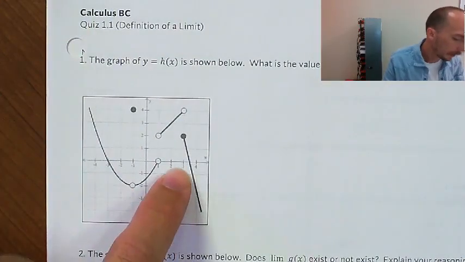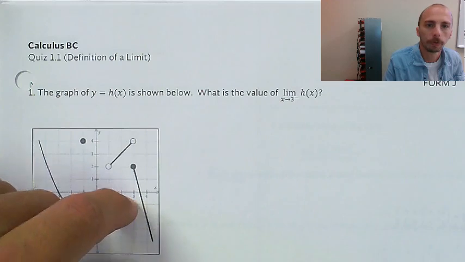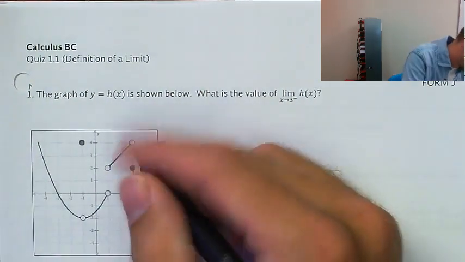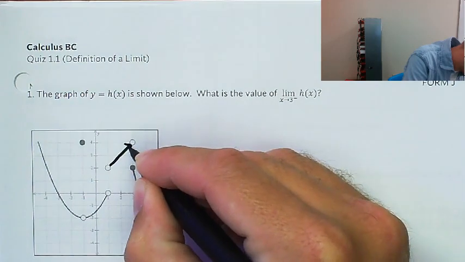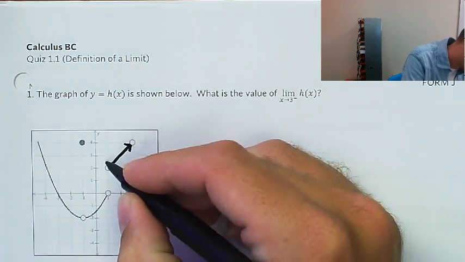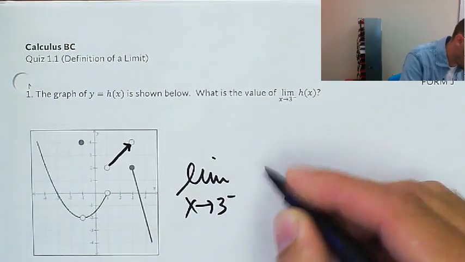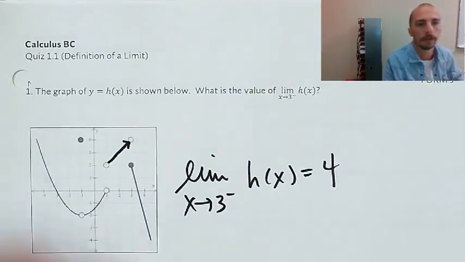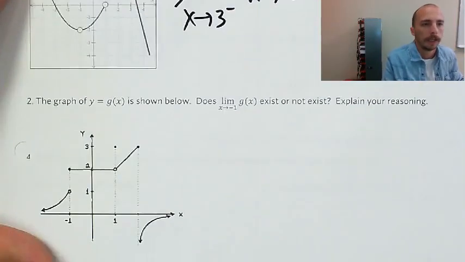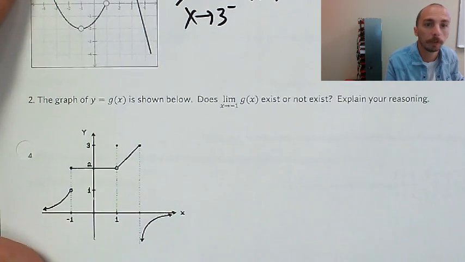Here we're looking at the limit of h of x as x approaches 3 from the negative side. So x is approaching 3 along the graph of h from below, and y is getting closer to 4. So I'll say that the limit as x approaches 3 from the negative side of h of x is equal to 4. That's the y coordinate. And then now we're going to ask, does the limit as x approaches negative 1 of g of x exist or not exist?